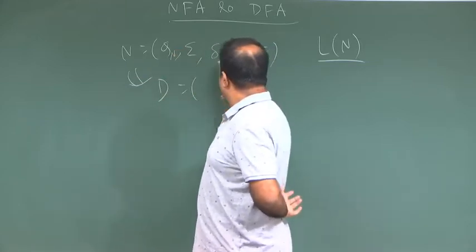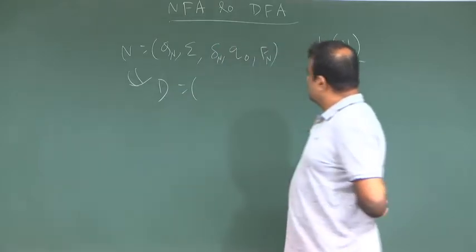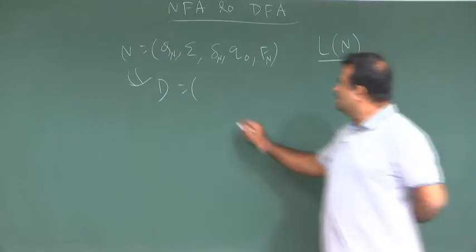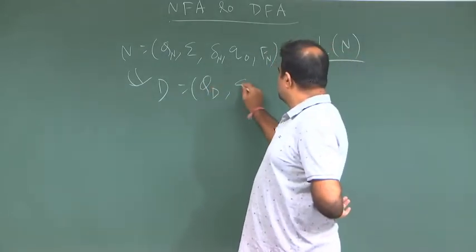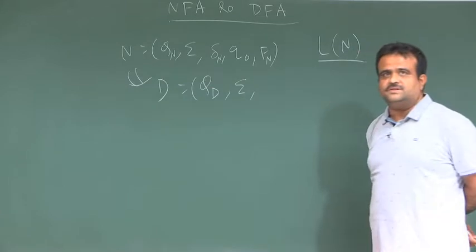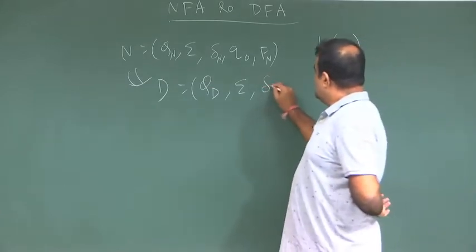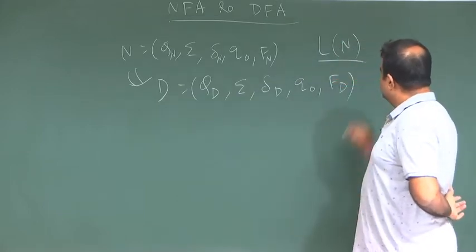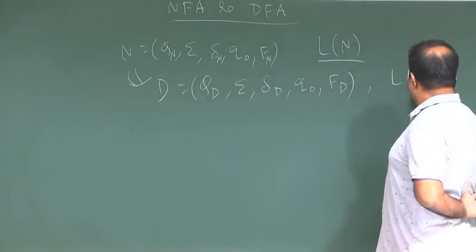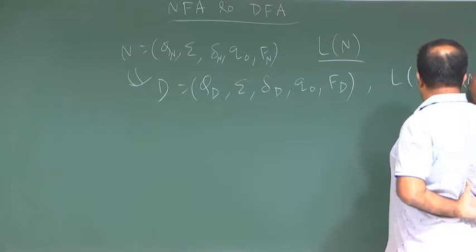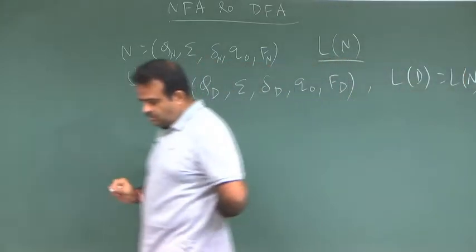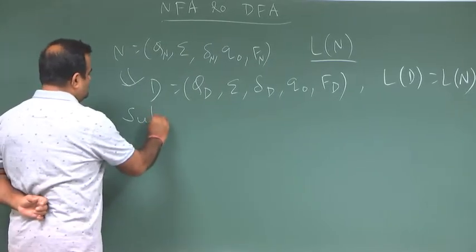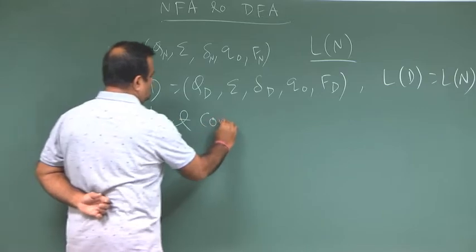So, this is NFA. These are the states for the NFA. So, we have to construct a DFA. So, QD, sigma is the same, the input alphabets are the same for both the cases, but rules will be different, Q0 and FD. So, this is the DFA such that the language of the DFA will be same as the language of the NFA. So, this is our goal. In the last class we have seen some way to construct that, that is the subset construction method.